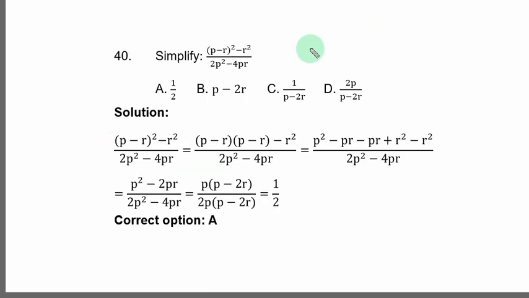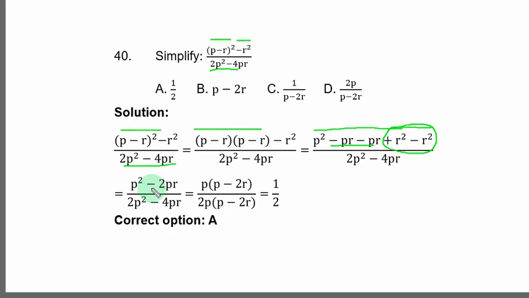Question 40. Simplify p minus r, in brackets, minus r squared, over 2p squared minus 4pr. So this is the problem. This term can be written twice in this form. When you expand it, you have this. From here, plus r squared minus r squared is 0. You are left with p squared. If you add these two terms, you have minus 2pr.